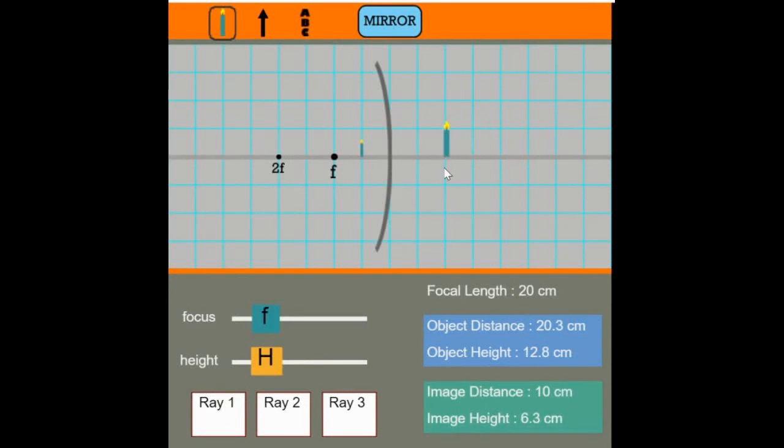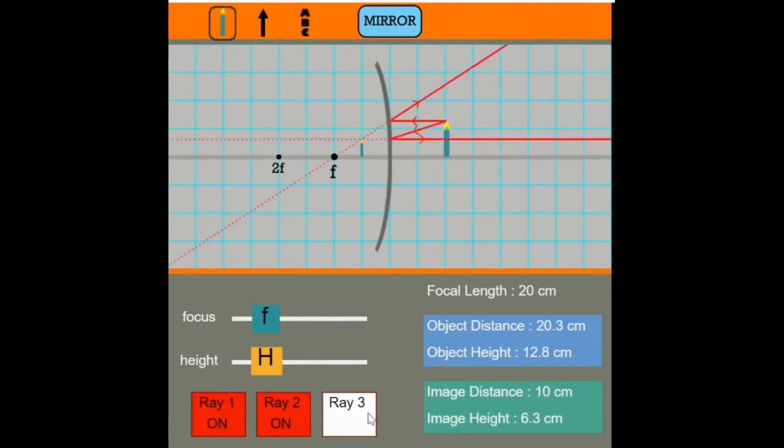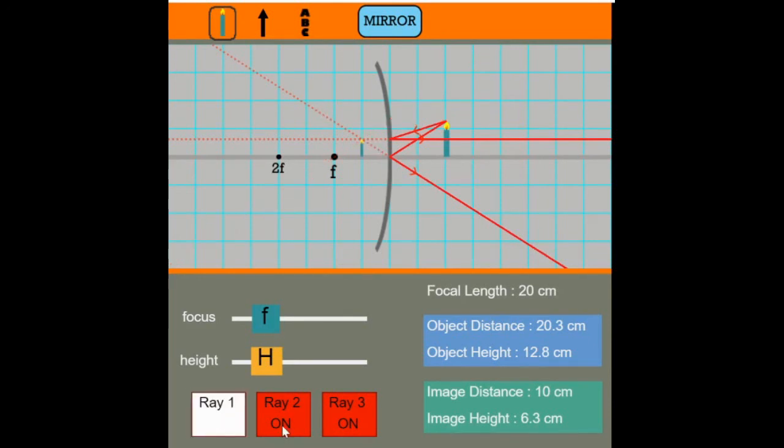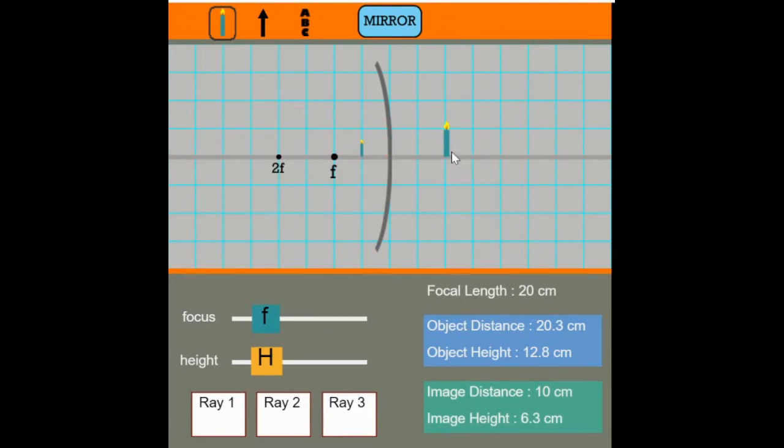When you place the object at F, you can see that the image has moved exactly into the middle of F and P. Now we will draw the ray diagrams for R1, R2 and R3. Is it clear? What are the characteristics? Same: virtual image, erect and diminished in size. Now we will see when the object is placed between F and P.